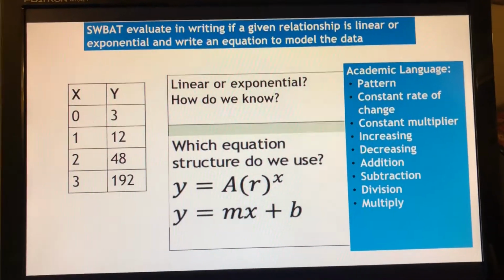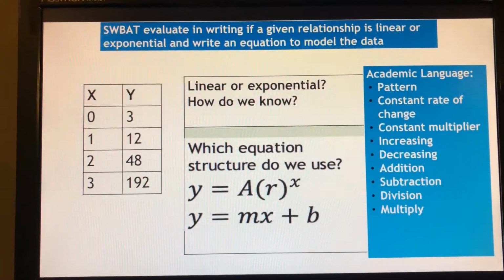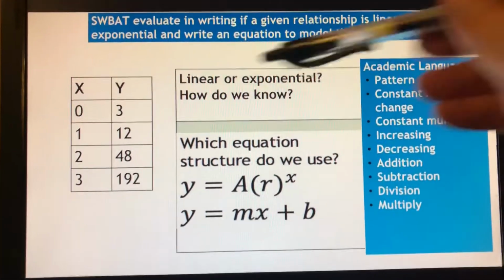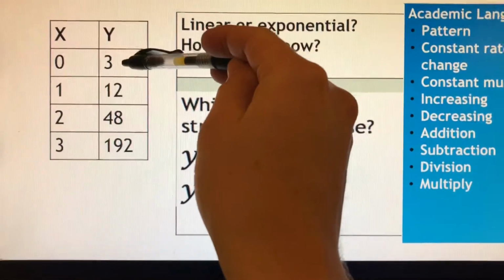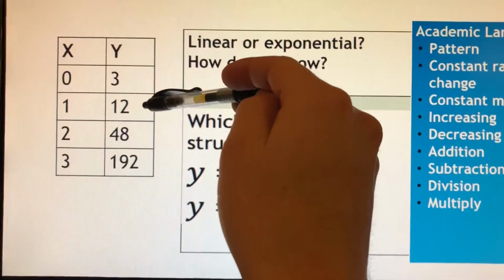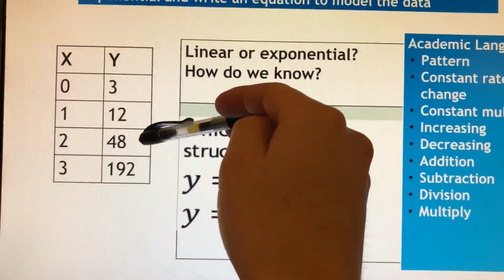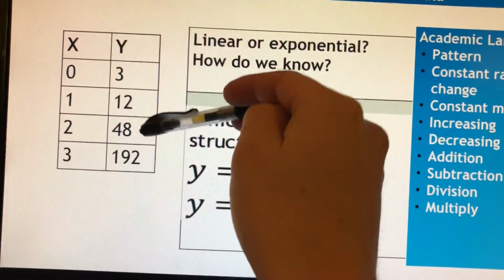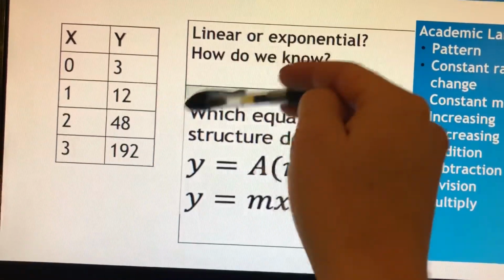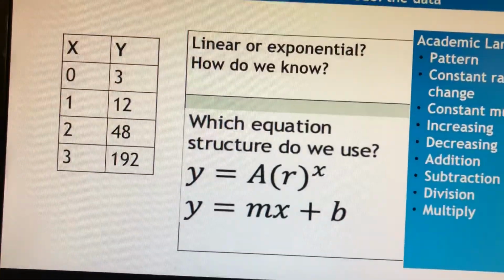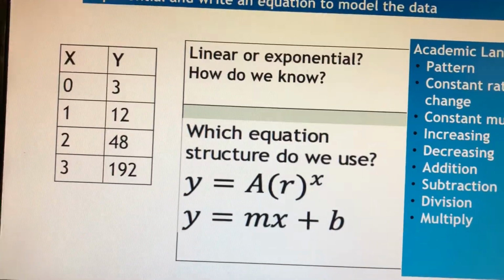Once again, let's look at this table. Is it linear or exponential, and how do we know? Well, if I look at the patterns here, from 3 to 12 is an increase of 9. From 12 to 48 is an increase of 36. From 48 to 192, it's very clear that we're not adding the same number every single time. But it does look like we're multiplying by the same number.